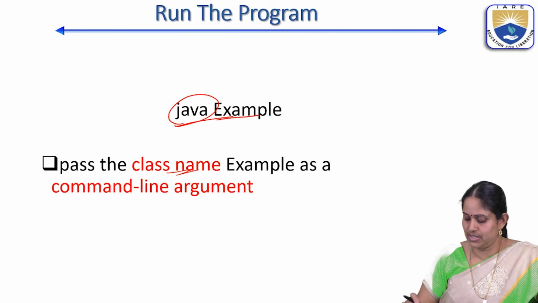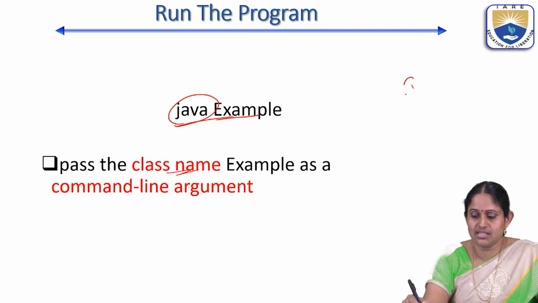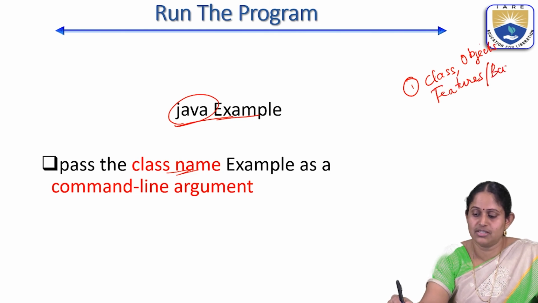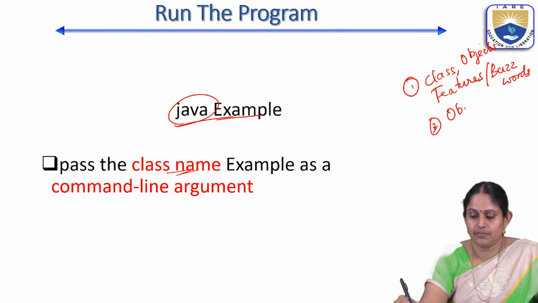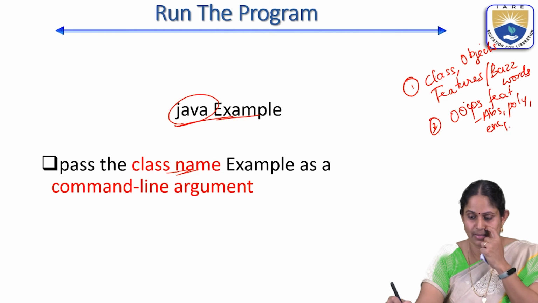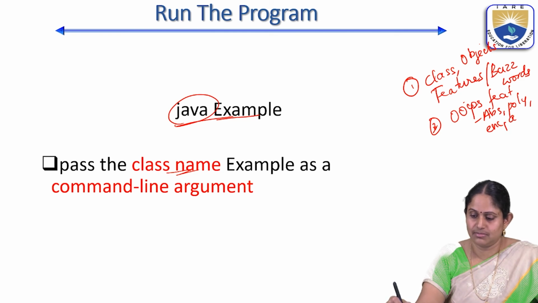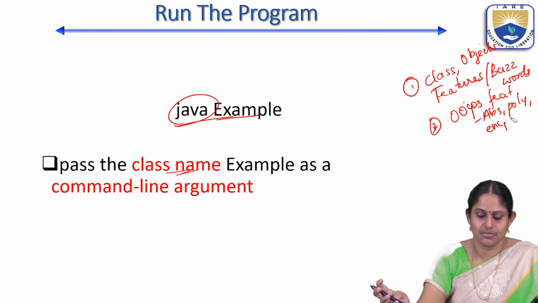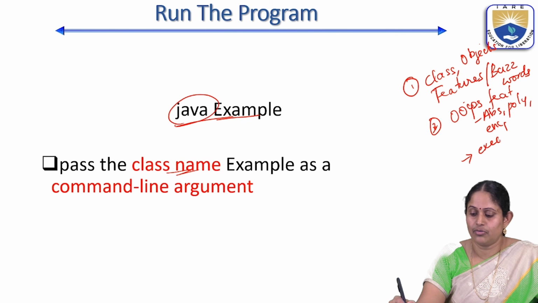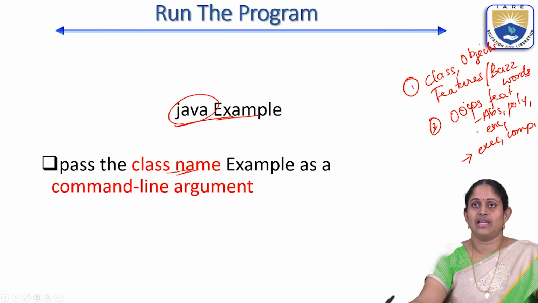So this is about today's class. In today's class, we have seen what a class is, objects, features of Java or buzzwords of Java, then the various features like abstraction, polymorphism, encapsulation, and how to compile and run the program. So these things we have seen in today's video.